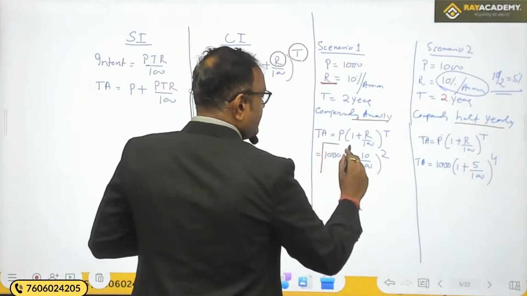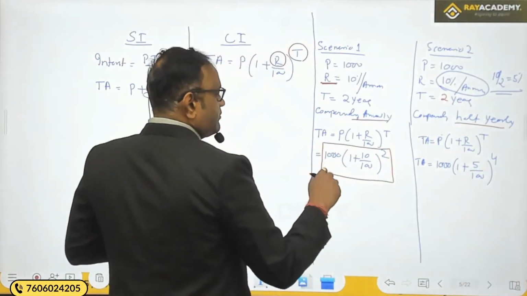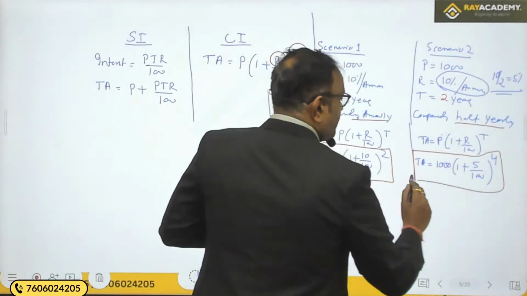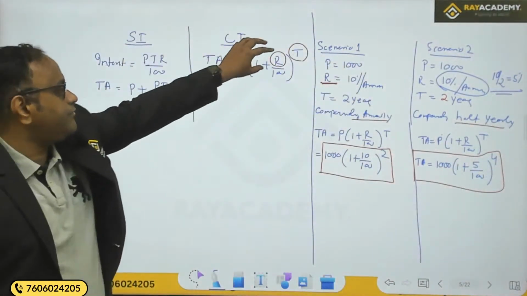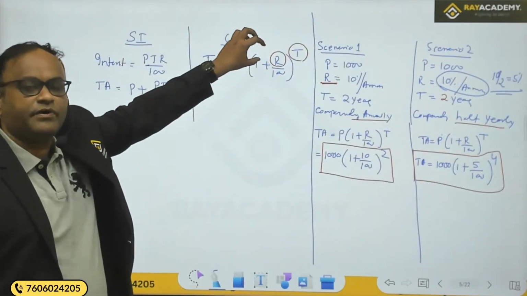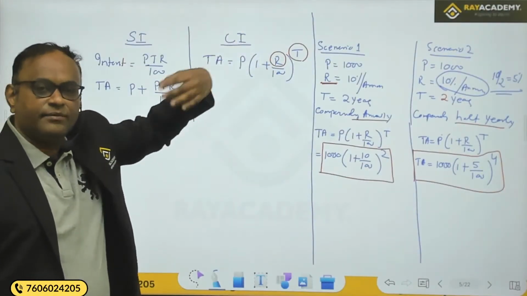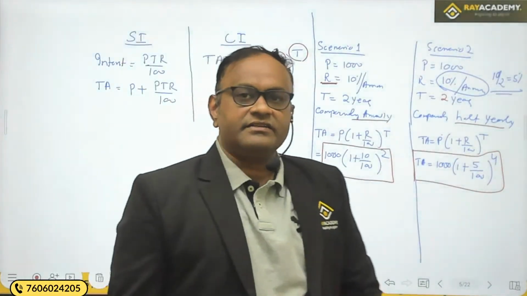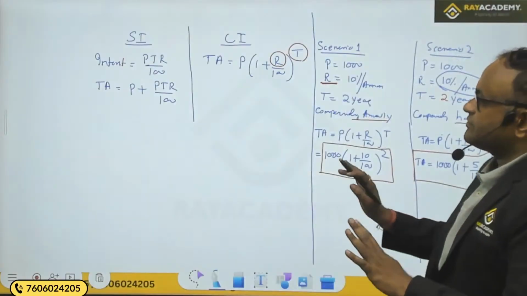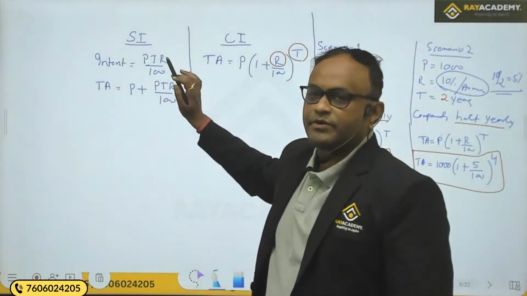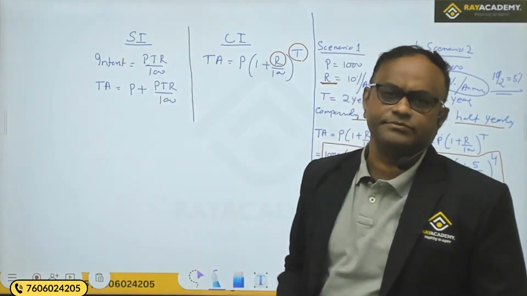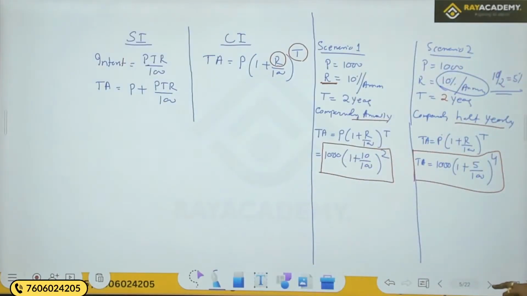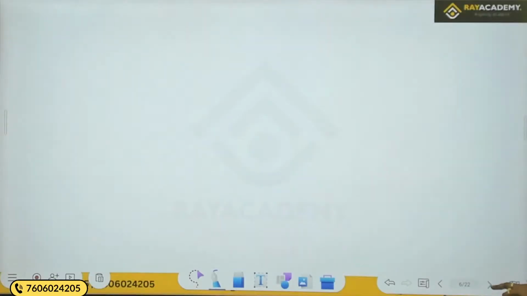This is 1000 into 1 plus r 10/100 to the power 2. This is 1000 into 1 plus 5/100 to the power 4. So that is why we are saying r is the rate of interest per compounding period, and t is the number of compounding periods. Okay. Hope it is clear. In compound interest, r is the rate of interest per annum and t is in number of years; if you convert, then you will get the answer. Okay. Now if it is clear, let us do a few questions.